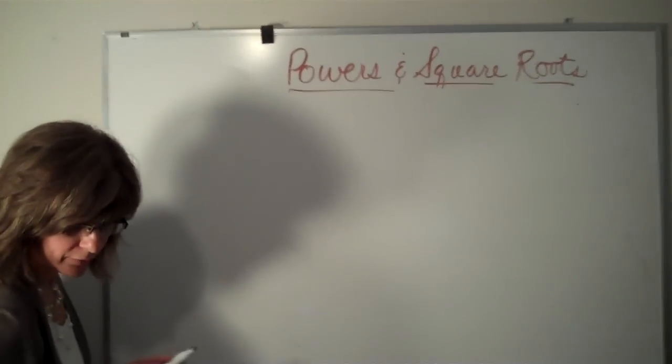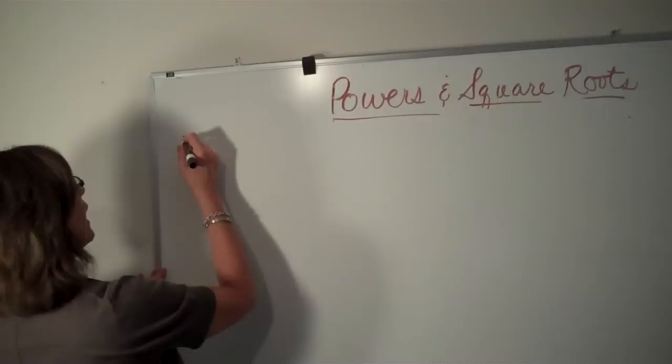All right, the last thing for today is how we estimate square roots. And I forget what number we're on right now. I think it might be 5.